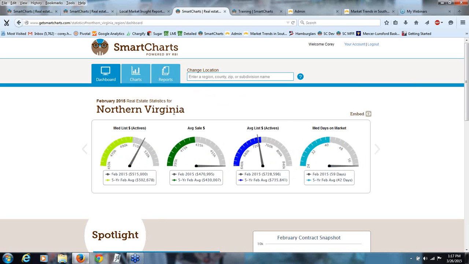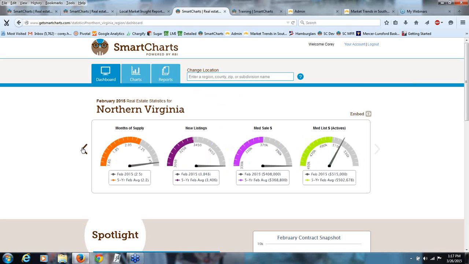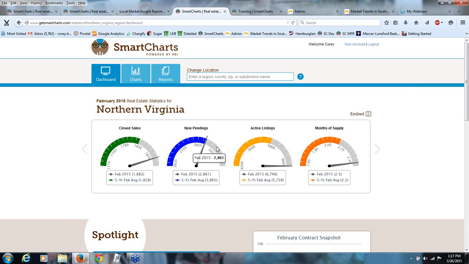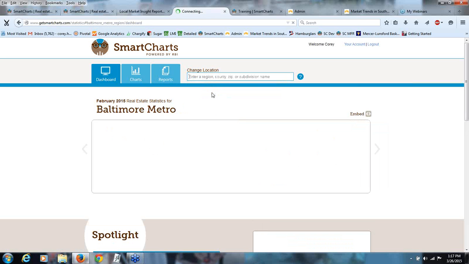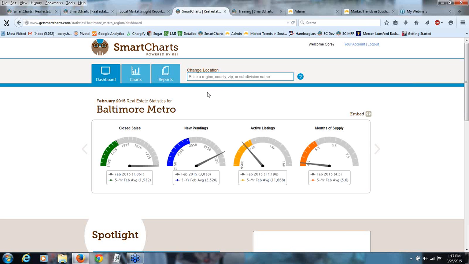So this Northern Virginia, it's sort of a mixed bag. Most signs are positive. Looking at Baltimore, and again, it's going to refresh based on the location. We can see 5-year high, 5-year high. Active listings aren't at the 5-year high like we saw in Northern Virginia. Months of supply is well below the 5-year average.